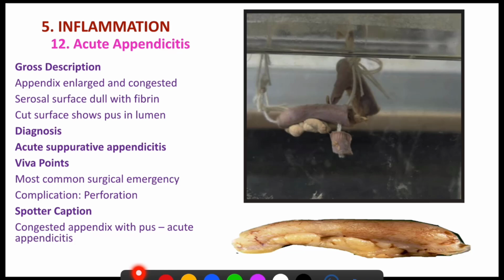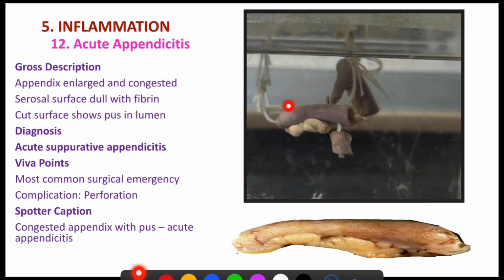Now if we see the organs from inflammation, so one is acute appendicitis. Always see, this is the tube like structure, elongated. Here you can identify it is already cut open, and you can see the appendix in two pieces, already cut open from the center.